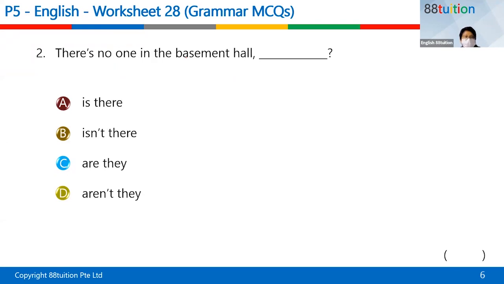There's no one in the basement hall. There's means there is, right? So there is no one in the basement hall. So the statement is negative. What's your answer? Do you want to try? A, is it? There is no one in the basement hall, is there?